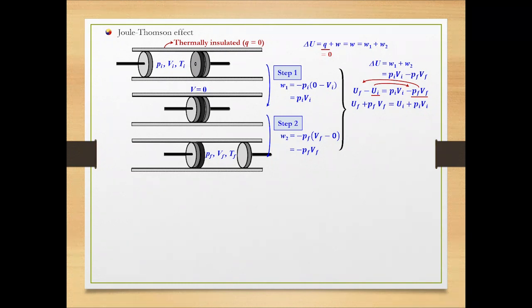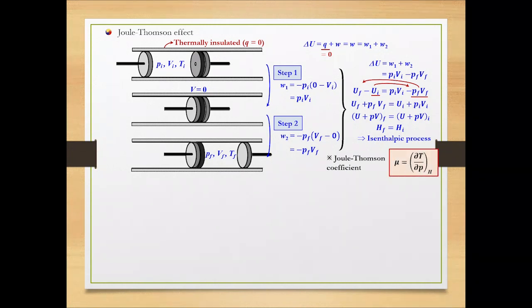It implies that U plus PV of the initial state equals U plus PV of the final state. U plus PV is enthalpy. It further implies that enthalpy before and after the process remains the same. It proves the fact that this adiabatic throttling process is isenthalpic.